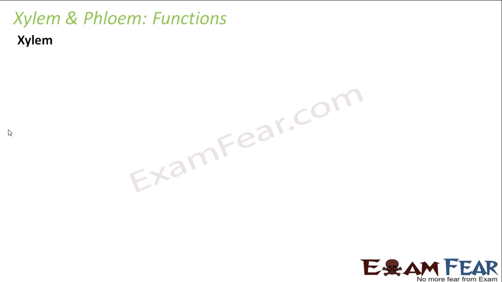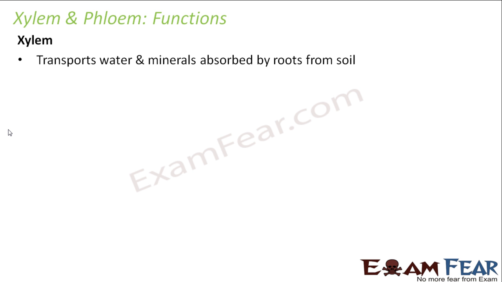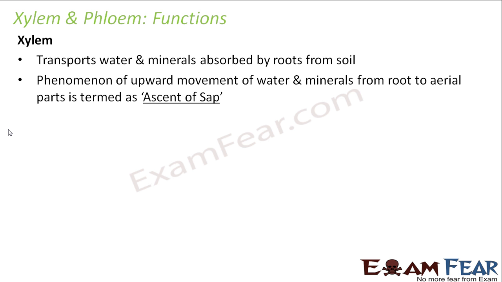Correct? So let us now see how the vascular bundles facilitate the transportation in plants. What are the functions of xylem and phloem? The function of xylem is to transport water and minerals absorbed by roots from soil. So whatever water and minerals are absorbed from the soil, it will transport to other parts of the plant. The phenomenon of upward movement of water and minerals from root to aerial parts is known as ascent of sap. Ascent means rise. The water which is obtained from the soil has to rise upward. So this movement of water and minerals is known as ascent of sap, and xylem helps in the ascent of sap.